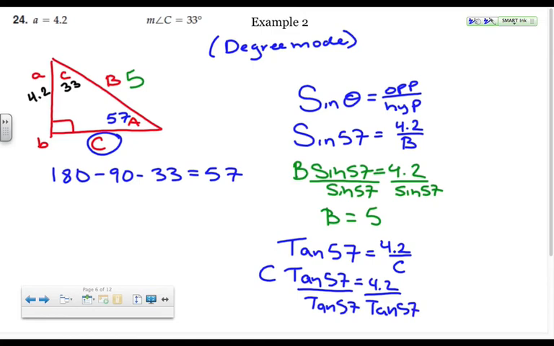I have to tell you, the first time I did this problem, I forgot to put my calculator in radian mode, and I had all kinds of weird answers. I mean, I forgot to put it in degree mode. So make sure your calculator is in degree mode.